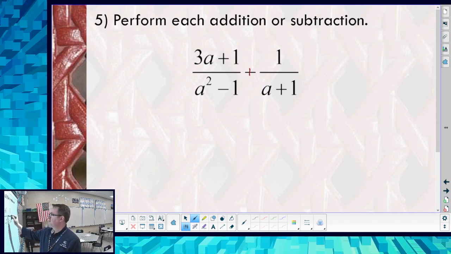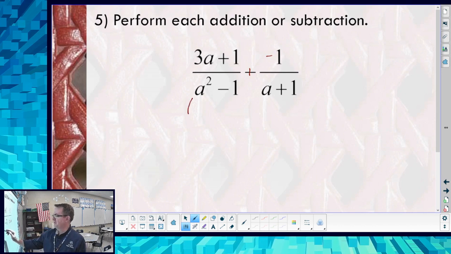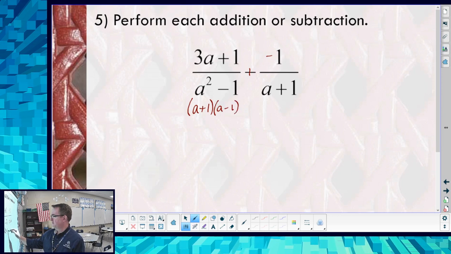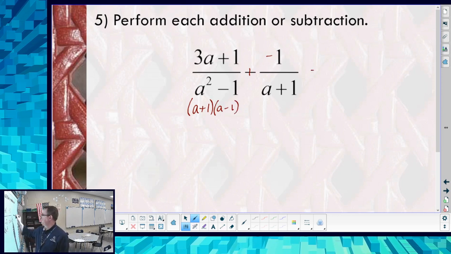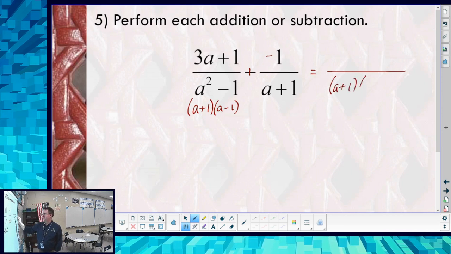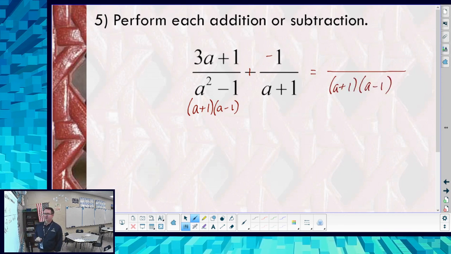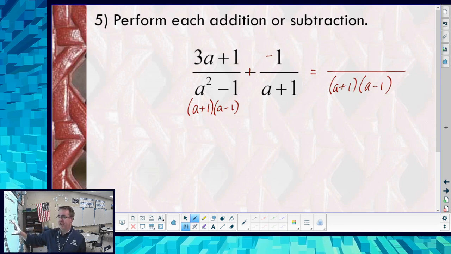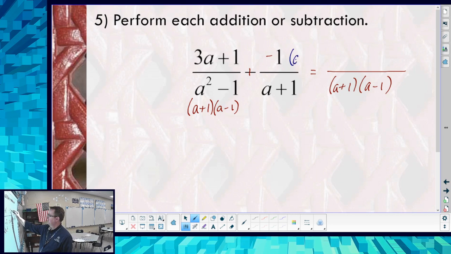I'm going to go ahead and change this before I even worry about it. This is going to factor into, and again, pause if you want to take a swing at this first. So this is actually going to have a common denominator of this, a plus 1, a minus 1. On the top, the left side's already all set. That's beautiful. This side over here is missing a -1.